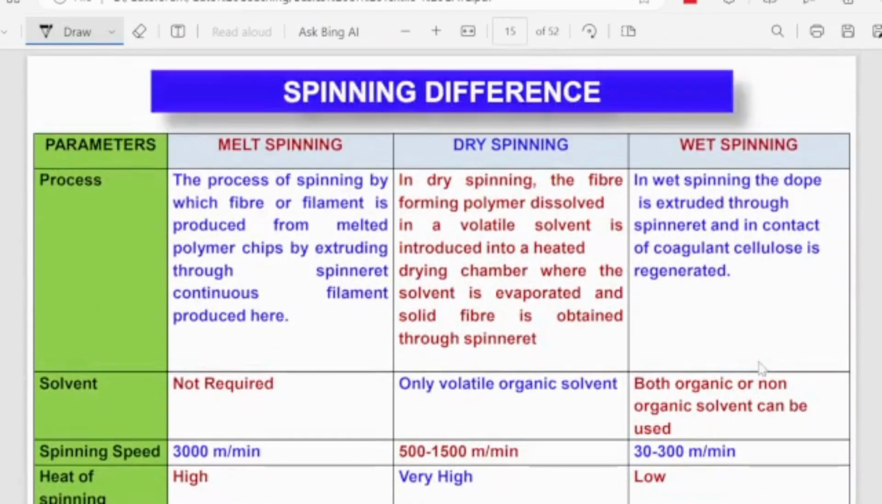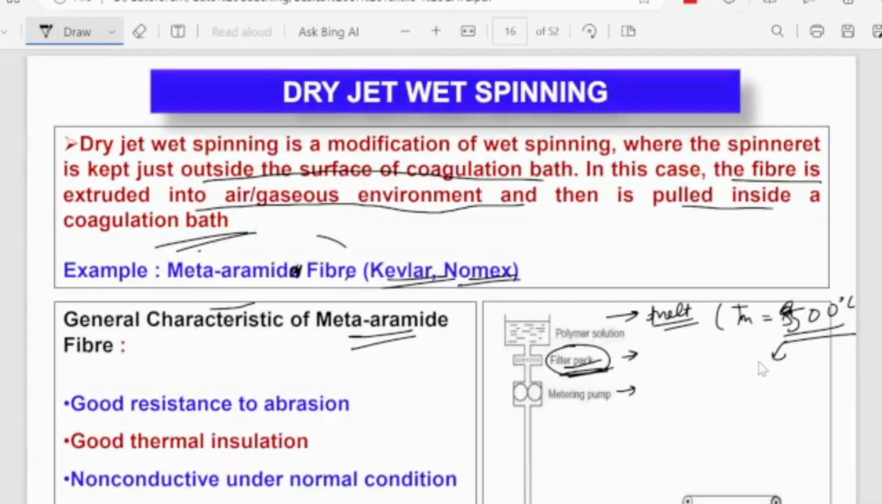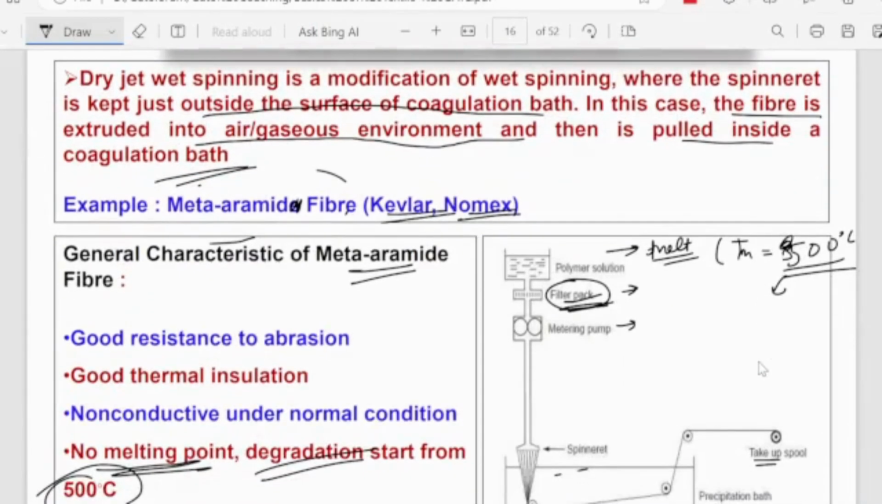So this is a typical difference between the different types of spinning process that are used. You should also remember the basic difference, and what the spinning height is. We will discuss all of these in detail in our classes ahead. Just for reference you can see these types of spinning process. Basically dry jet wet spinning is a modified form of the wet spinning process.